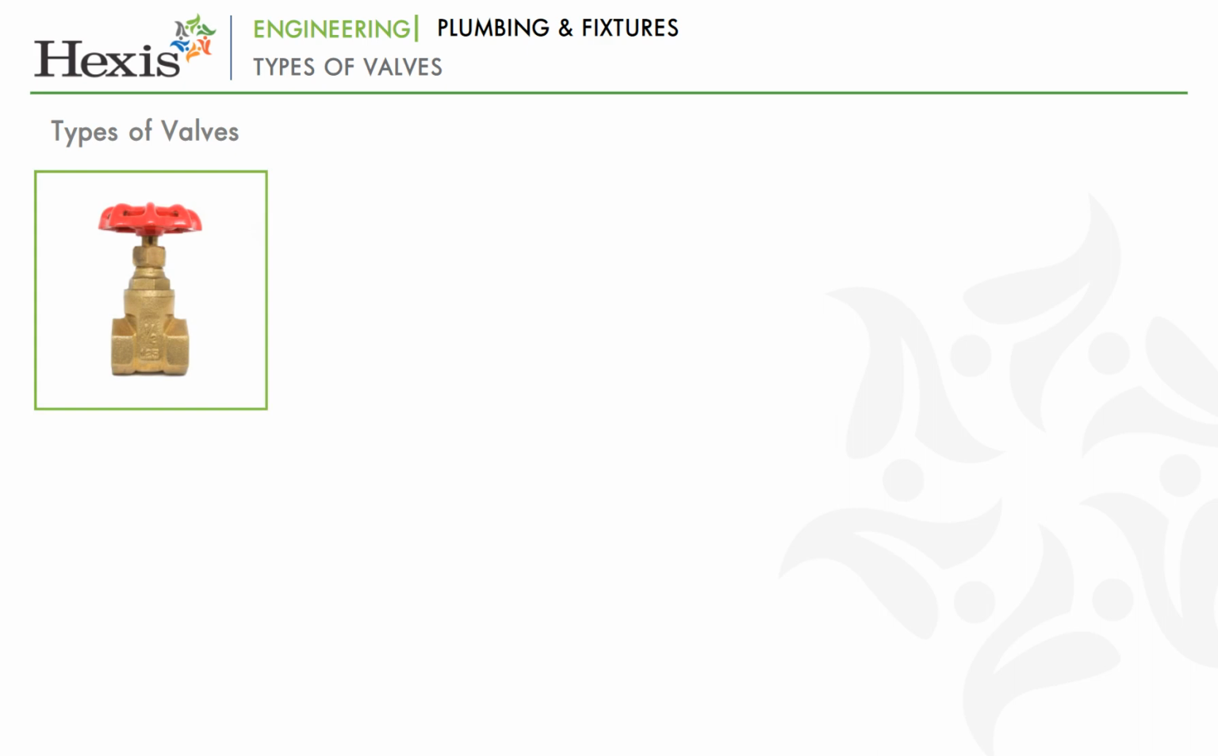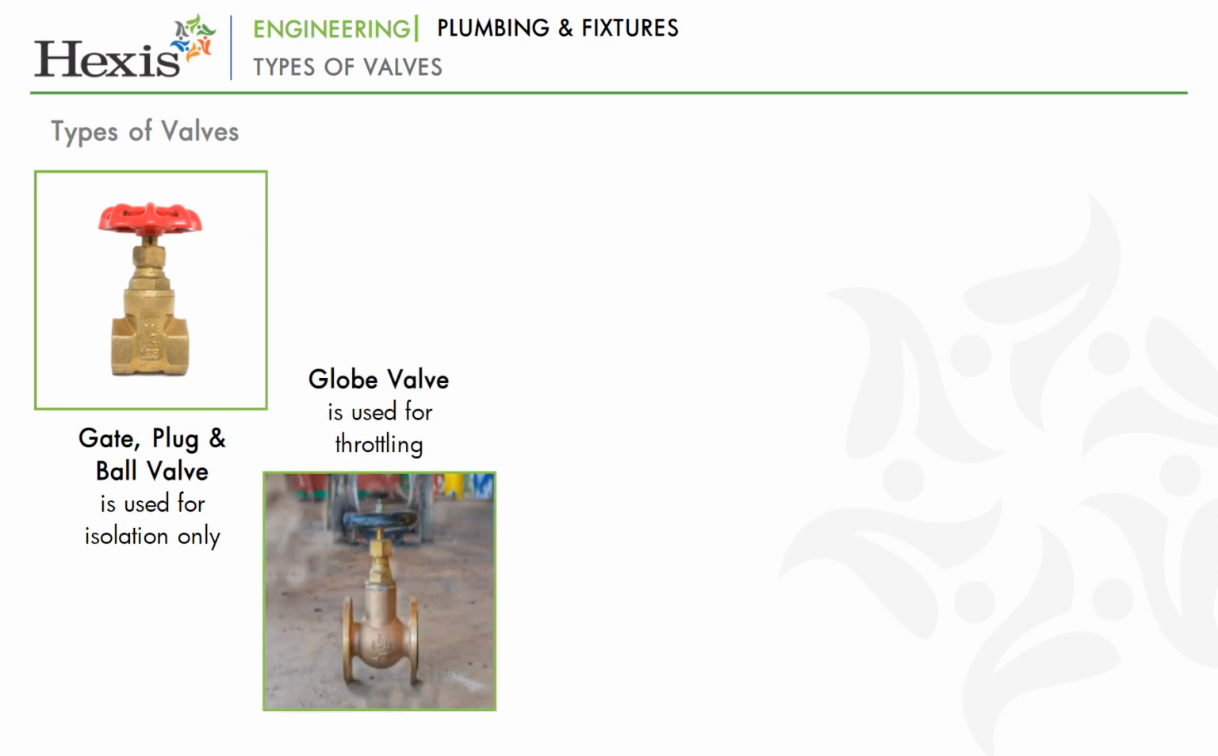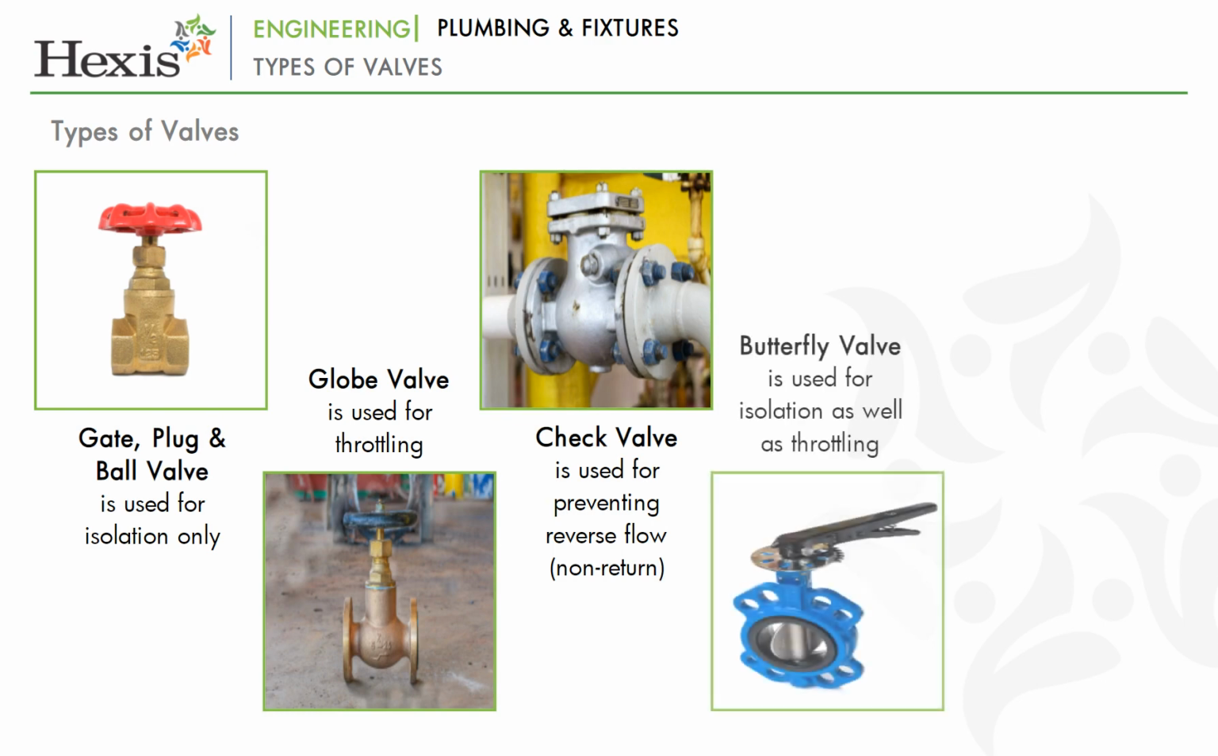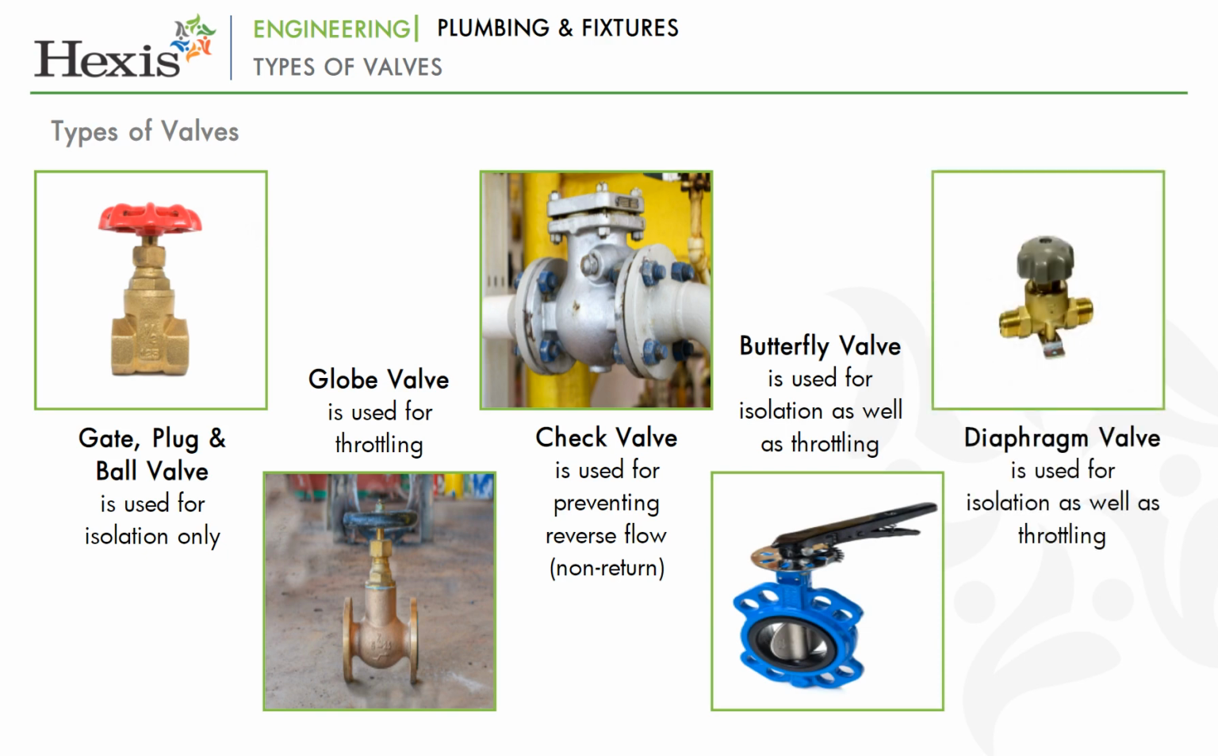Gate valve, plug valve and ball valve, used for isolation only. Globe valve, used for throttling. Check valve, used for preventing reverse flow, that is non-return. Butterfly valve, used for isolation as well as throttling. Diaphragm valve, used for isolation as well as throttling.